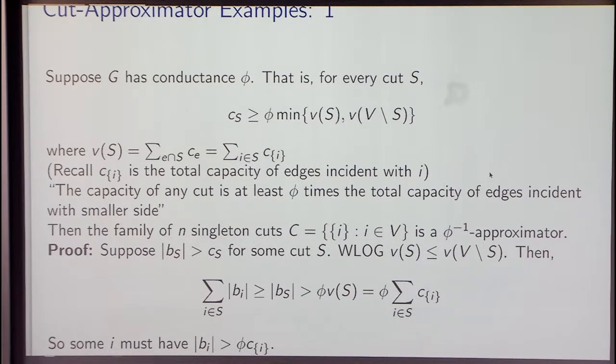So in a graph with large conductance, all you need to do is check the singleton cuts, and that gives you a phi inverse approximator. In other words, take any set of demands such that, looking at just the singleton cuts, the aggregate demand into any vertex is no more than the total capacity of edges into that vertex. If that's true in a graph with conductance phi, then the flow problem where you scale up all the capacities by phi inverse must be feasible. That's what this is saying.